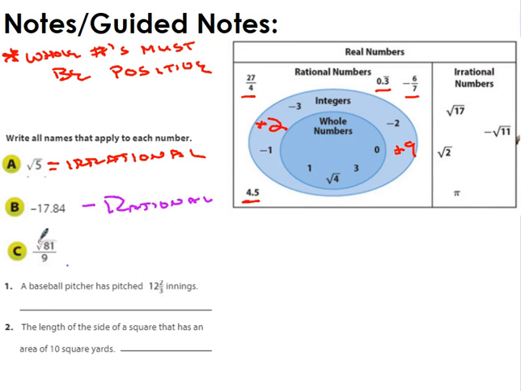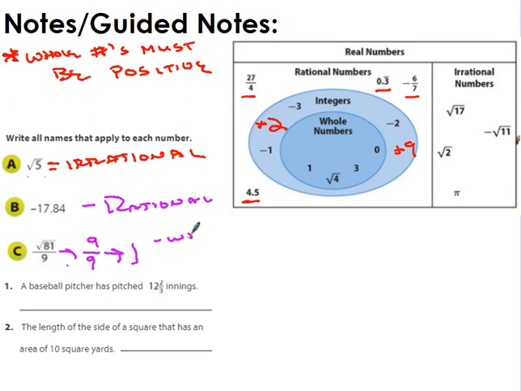Now for C, I have the square root of 81 over 9. What we want to do is simplify this. The square root of 81 is 9, so I have 9 over 9. Some people say, well, that's a fraction, so it can't be a whole number or an integer. However, I want to simplify this even more, because 9 over 9 is really just 1. Because this is really just a fancy way of writing the number 1, that means this is a whole number because it's a positive whole number.